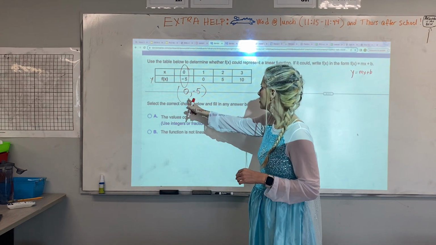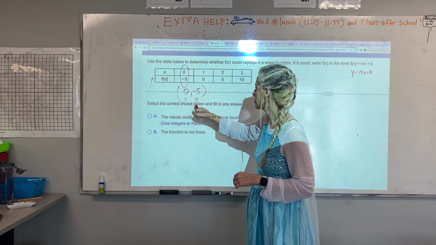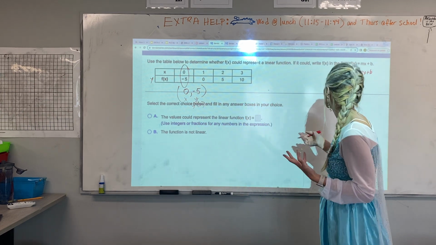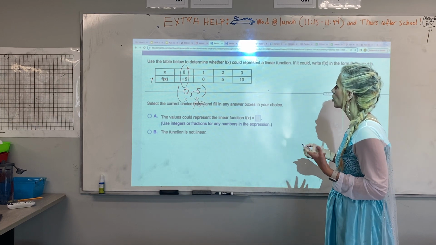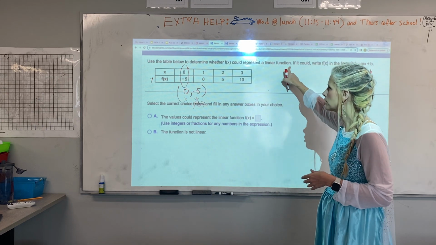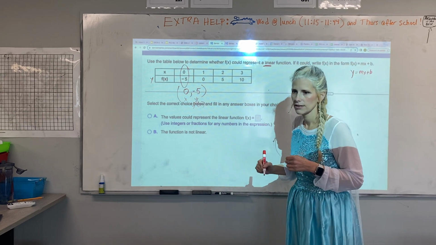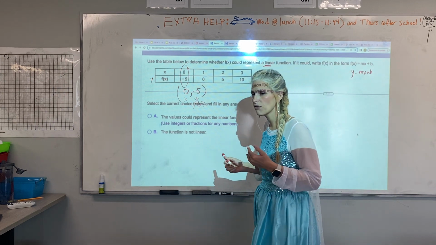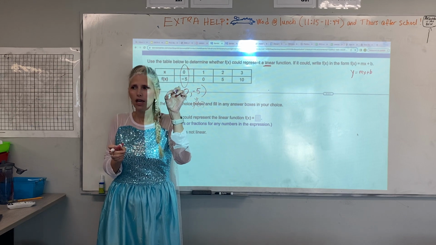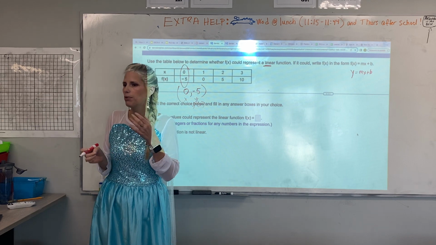So this is a coordinate pair, 0, -5. This is our x, this is our y, but our y is also called f of x. We just need to get really familiar with that. Now, all it's asking for is to determine whether this function of x could represent a linear function. And a linear function means, does it form a line? The way that a line can be formed is it has to either increase steadily or decrease steadily, or stay exactly the same, right? But that's also steady.